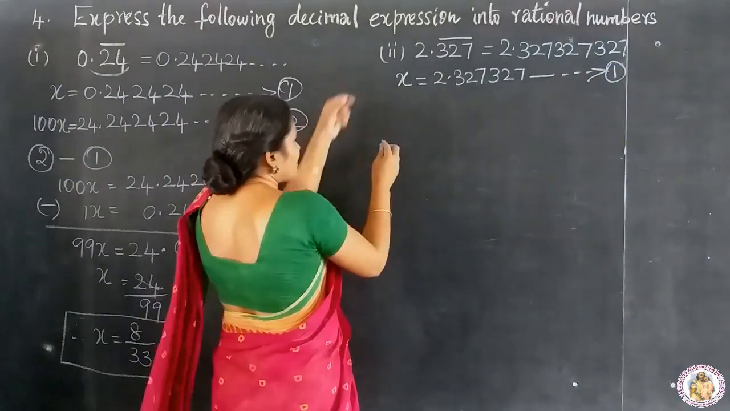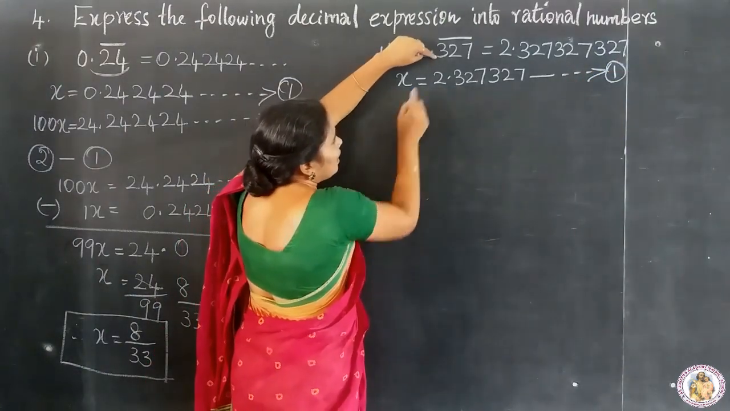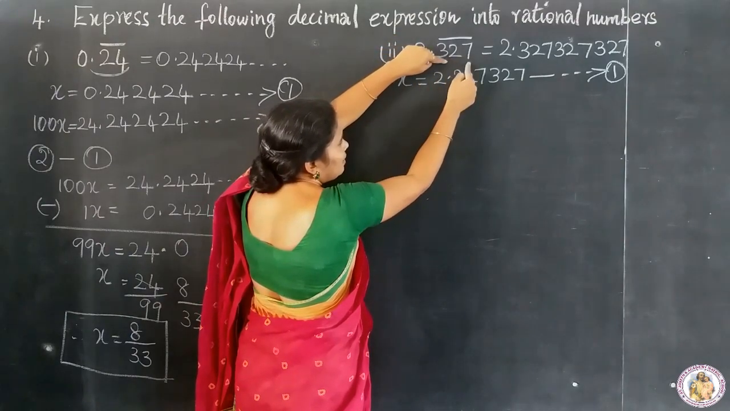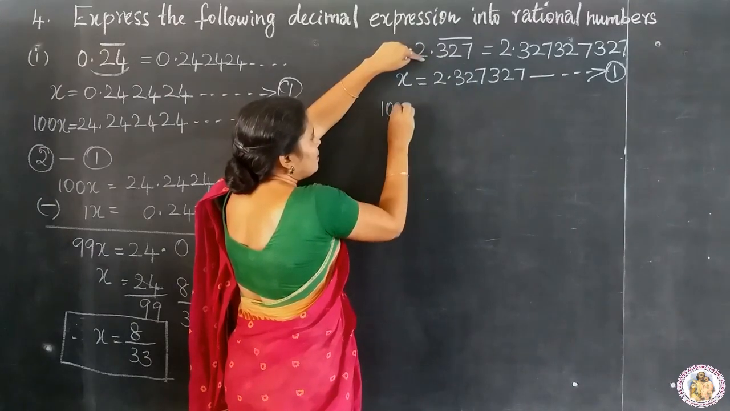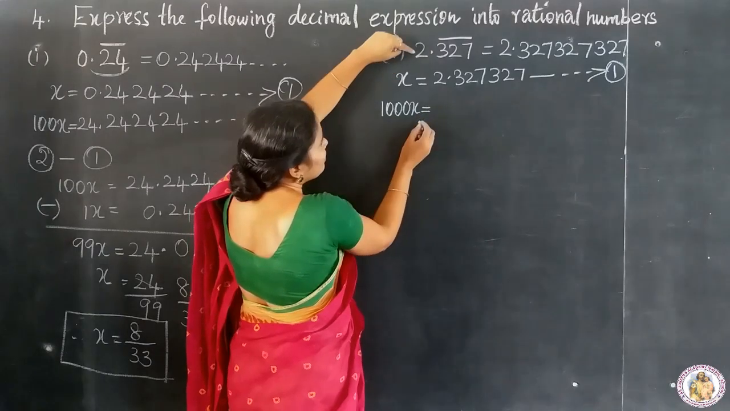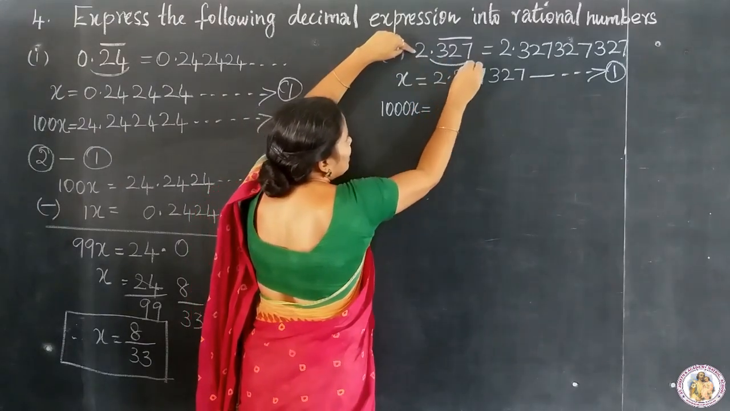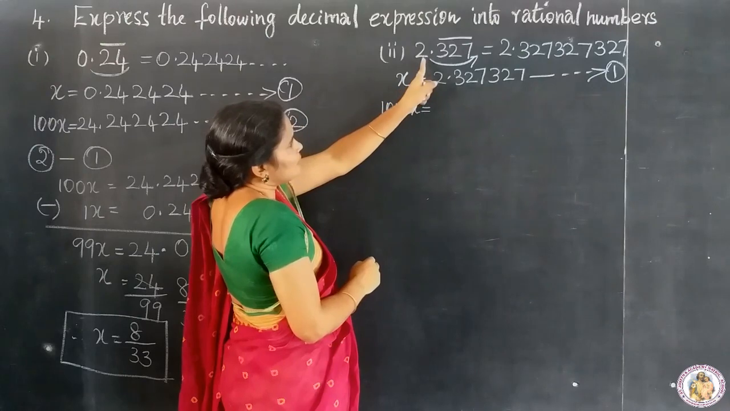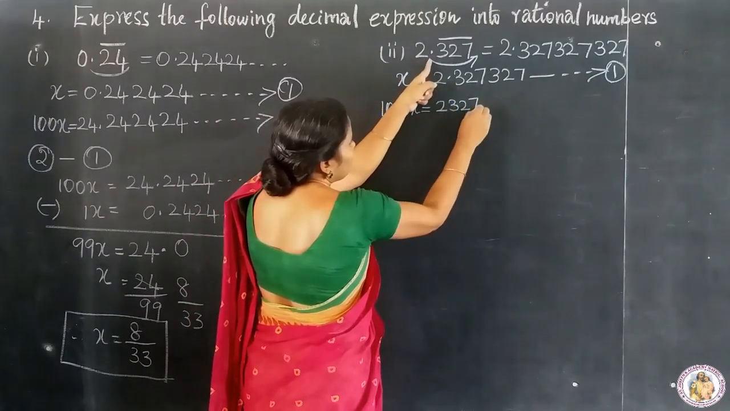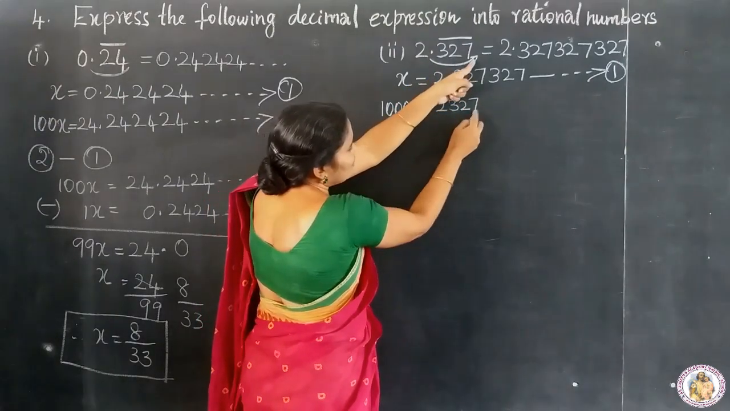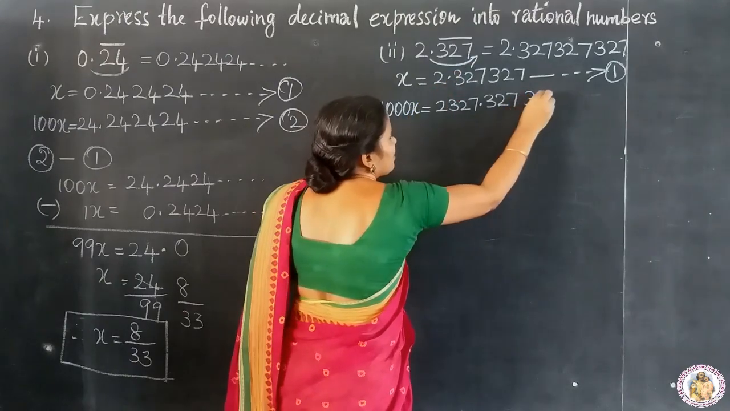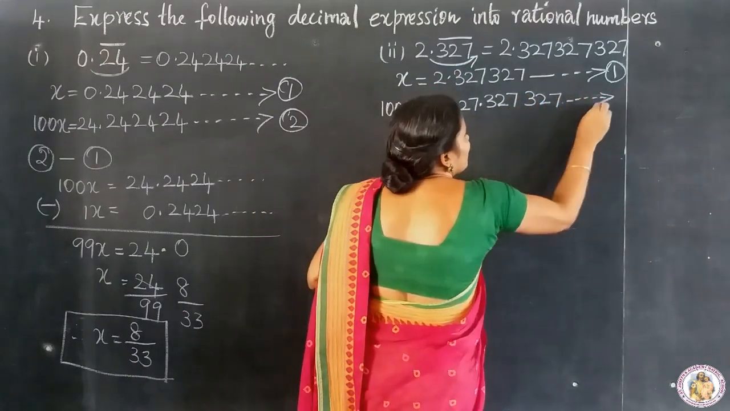Taking this as equation 1. Now you can see after the decimal we have 3 places: tens, 100 and 1000. So multiply with 1000. 1000 into x is equal to, so you have to move 3 places. After the decimal, write 2327. Keep the decimal and write 327.